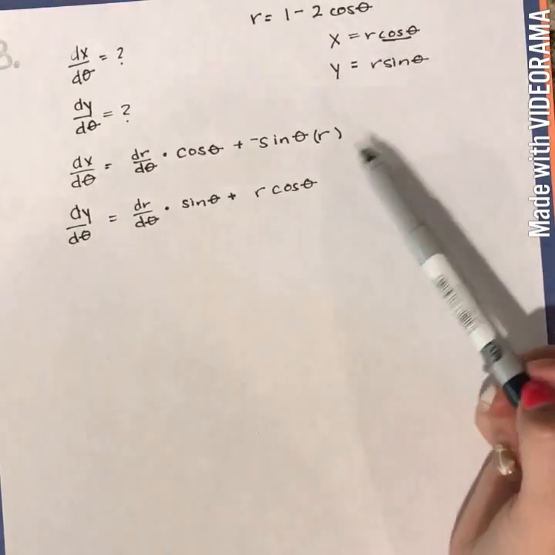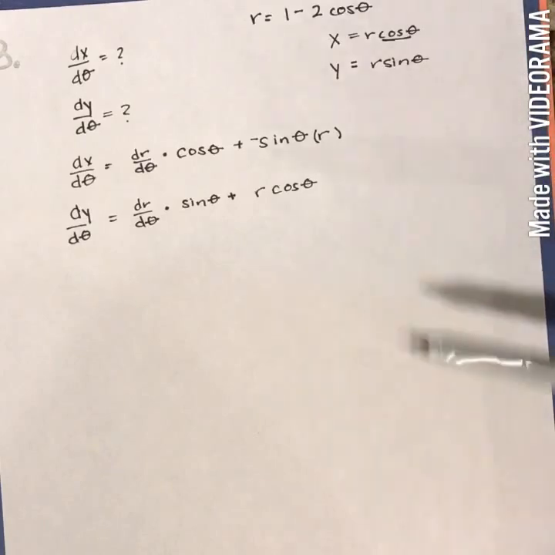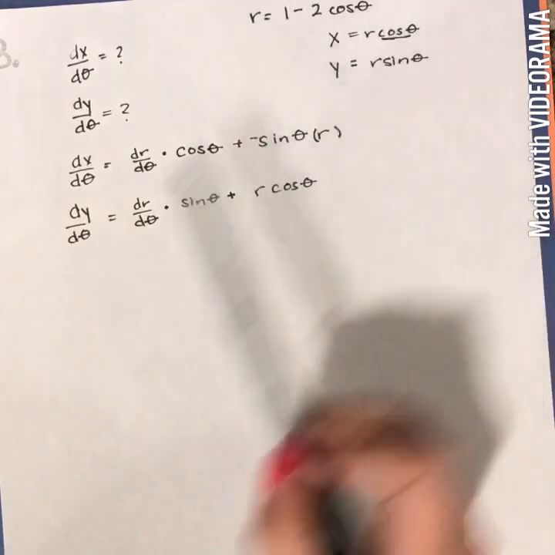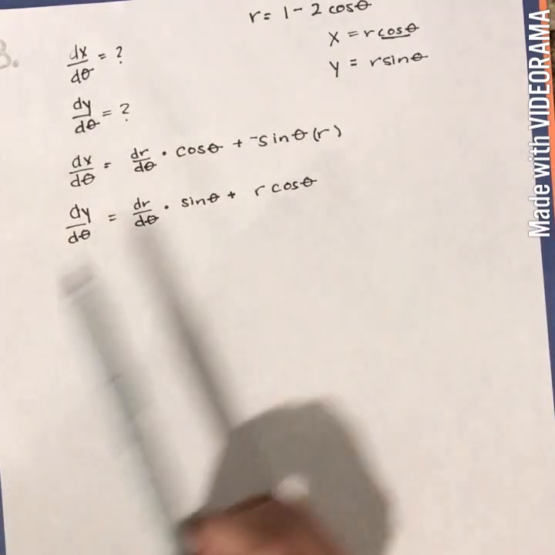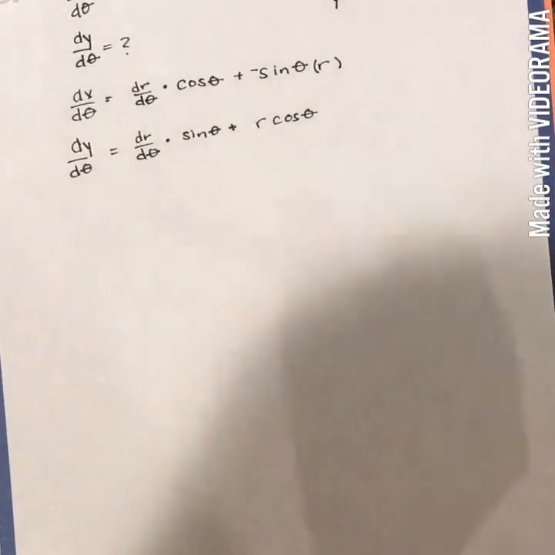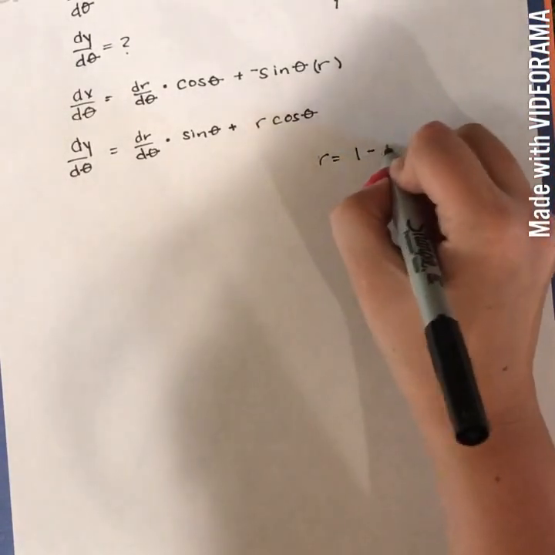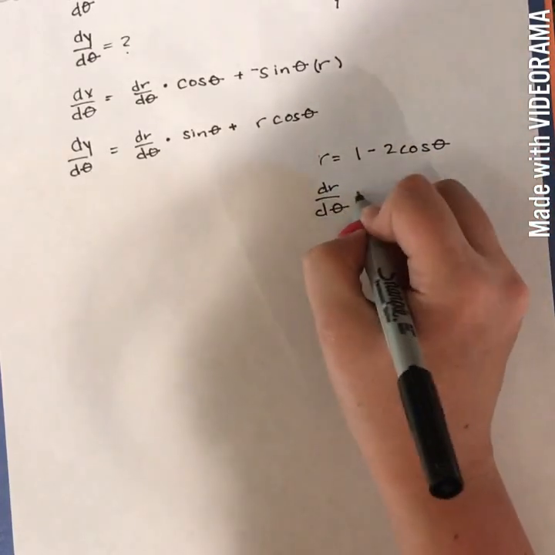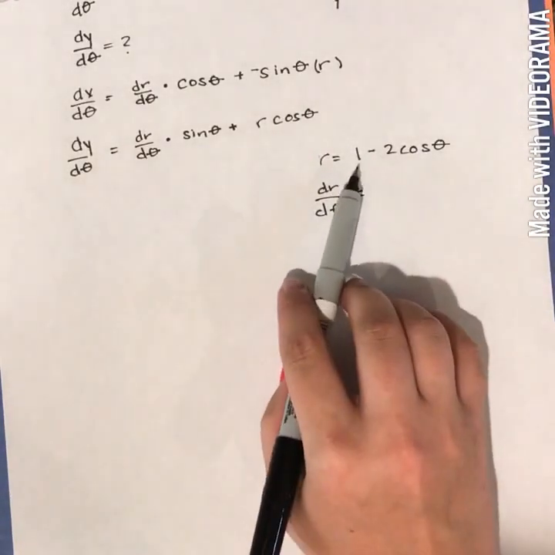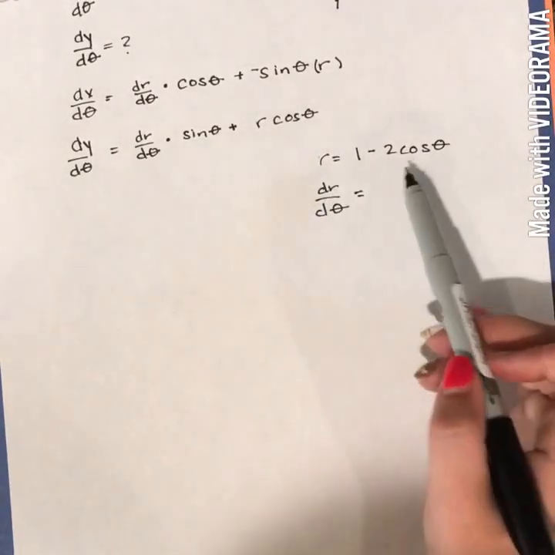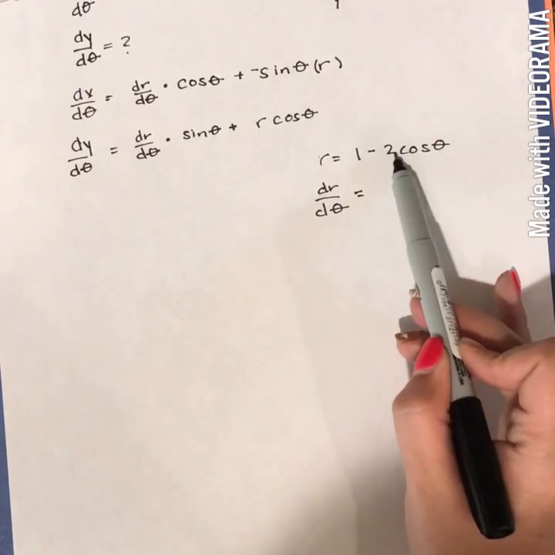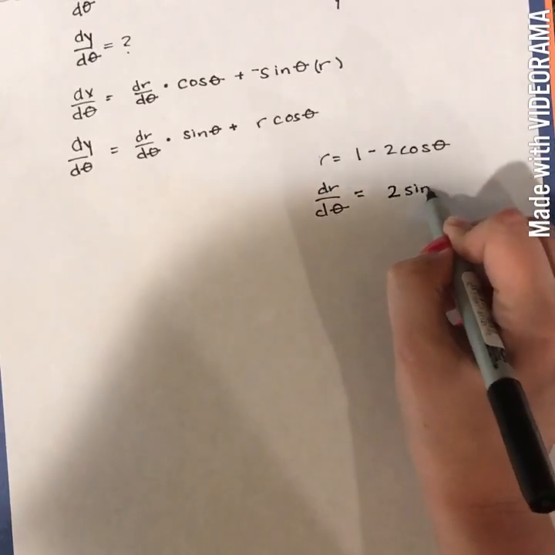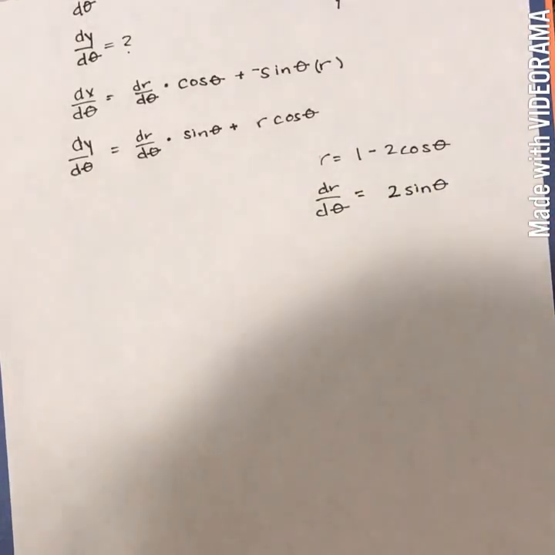So those are the expressions, but now we have to plug in everything. We need to find what the derivative of r is going to be, plug that in, and then just plug in r, and then we're pretty much done. So I'm going to write down r equals 1 minus 2 cos theta, and we are going to find dr d theta. If you just think about it, 1, nothing, and then what's the derivative of cos? It's sine, but it's negative sine, so it's going to be 2 sine theta, because 2 negatives make a positive.